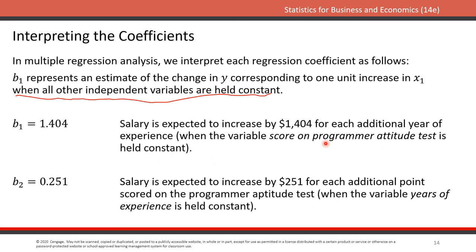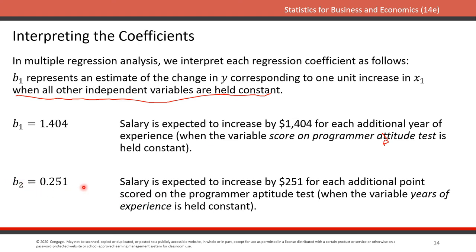So here you are holding this, I thought it was aptitude. Yeah, this is a typo. It should be aptitude. Sorry. So when aptitude is held constant, this is what your expected increase is, or your average increase in salary is. So for each additional year, you're going to make, on average, about $1,500 more bucks. Kind of averaged across your programmer aptitude, so not taking into account your programmer aptitude.